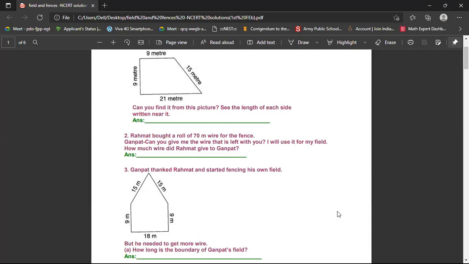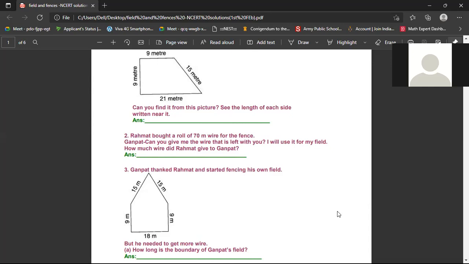What is the total wire available with Rahmat? Sir, 60 meters, sir. Rahmat has a wire of 70 meters. She bought 70 meter wire from the market. Listen. Out of 70 meter wire, she wants to use some to do the fencing of her land. What is the perimeter of our land? 54 meters. So out of 70, 54 meters she will use for herself. Subtract, 16 meters. So 16 meter wire is left with Rahmat, which is of no use to her. Out of 70, she used 54 meters. Fine, balance is 16.